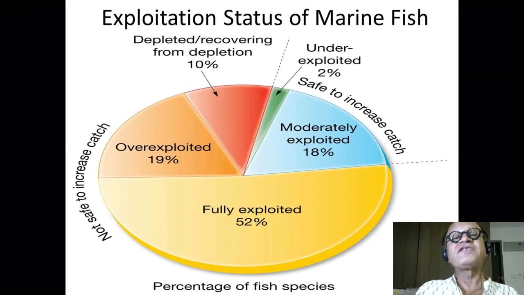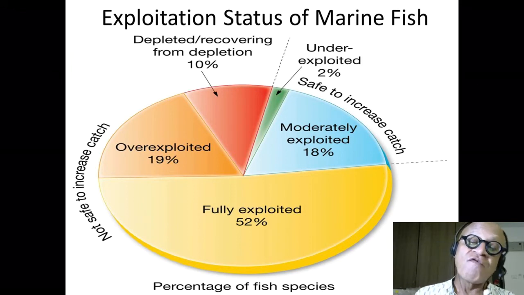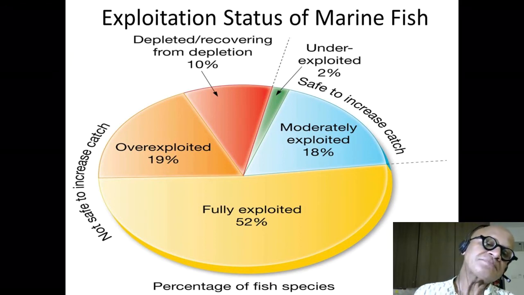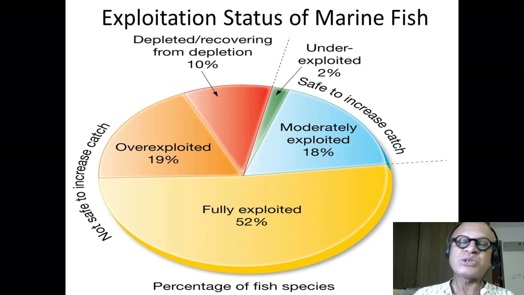So here is a map of the exploitation status of the marine fish. And the sad news is that there are very few that are underexploited. Most of them are depleted or recovering from depletion, overexploited, and fully exploited. Okay, there are some that are moderately exploited, so they can be allowed to increase fishing of that type of fish, and so on. So the percentage of fish species you look at here where it is not safe to increase catch includes almost more than 70 or 80%. So depleted and recovering 10%.